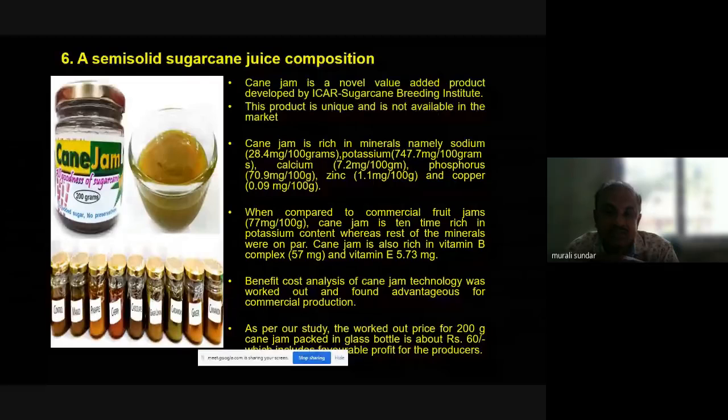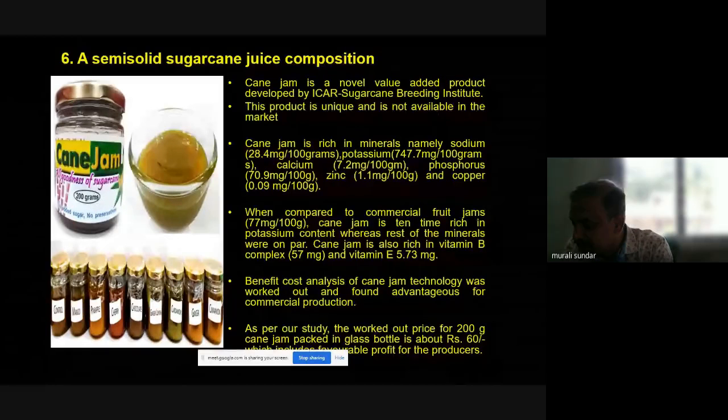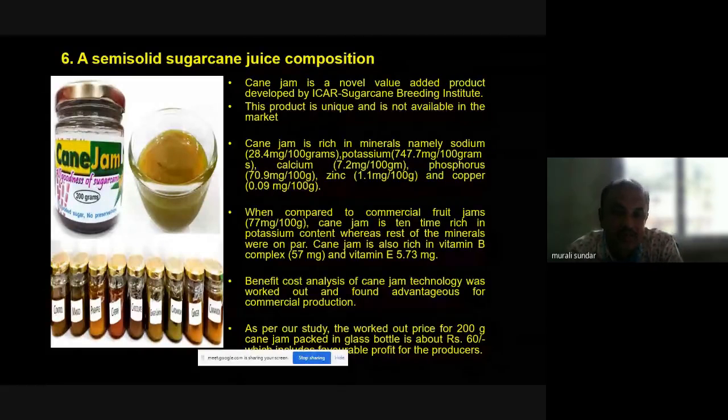And other nutrients are also comparably higher. So it can be easily used for breakfast by consumers from all age groups available in the consumer market.